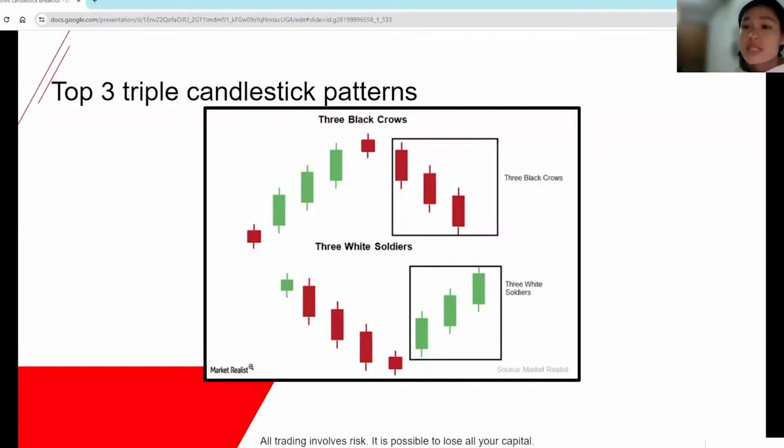So for black crows, obviously it's a downtrend. White soldiers will obviously be an uptrend. Okay, so these are more so not reversal patterns like what we've been talking about for the past few candlestick patterns. These are more so continuation patterns.